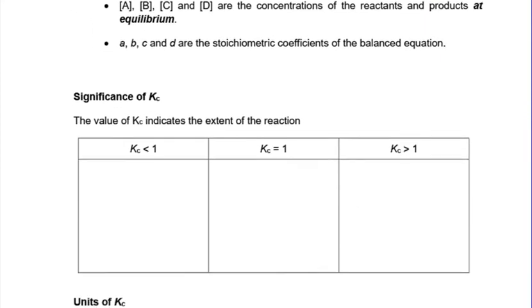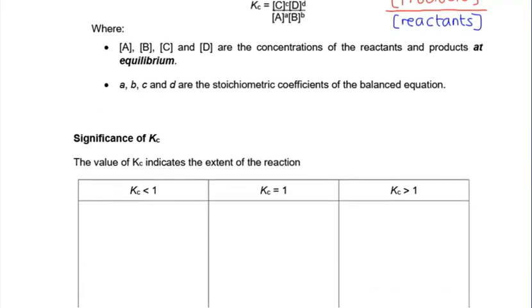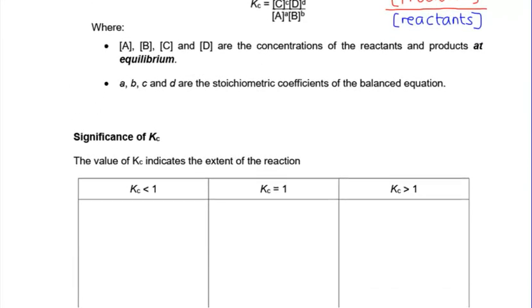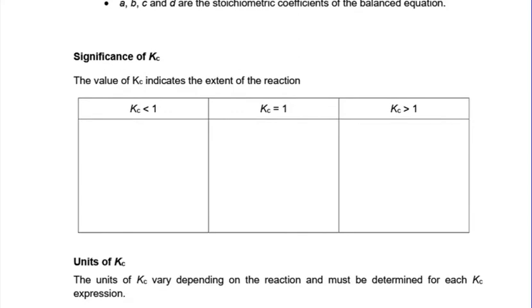So what's the significance of the value? Remembering that it's products over reactants, let's just write that. Remember, it's concentration of products over concentration of reactants, and it's like a little ratio. If that number is less than 1, what does that tell us about that fraction? Is it a top-heavy fraction or a bottom-heavy fraction? So when you look at a fraction, the answer is less than 1, that means it's a bottom-heavy fraction. So we've got more reactants than products.